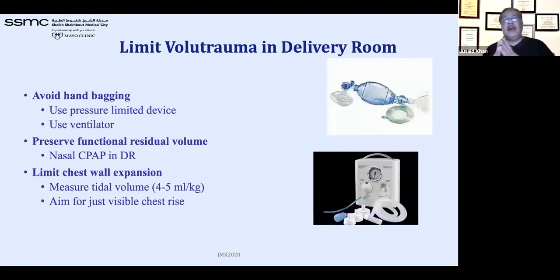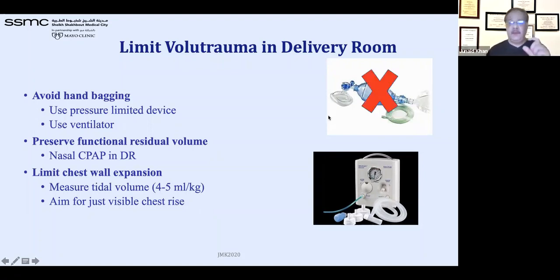So, how to oxygenate the baby in the delivery room first? I know many of the centers in Pakistan don't have the Neopuff. NRP does not recommend the bag and mask, okay?